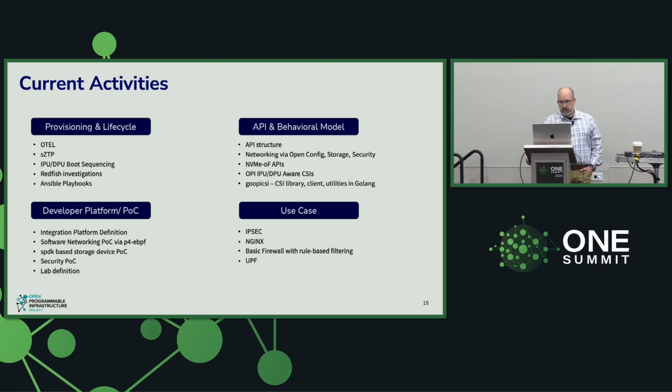Some of the use cases we'll talk about are IPsec. So we have an IPsec use case. We've standardized on StrongSwan as that IPsec mechanism and the open source APIs that are there. Nginx: running Nginx as an application on these cards using the open source version there. And how do we do a basic firewall and rule-based filtering with it. And then UPF functions, so for 5G. Those are some of the current activities that are going on right now.